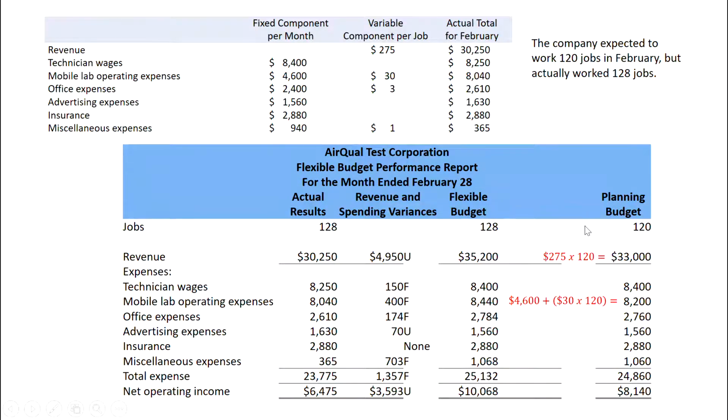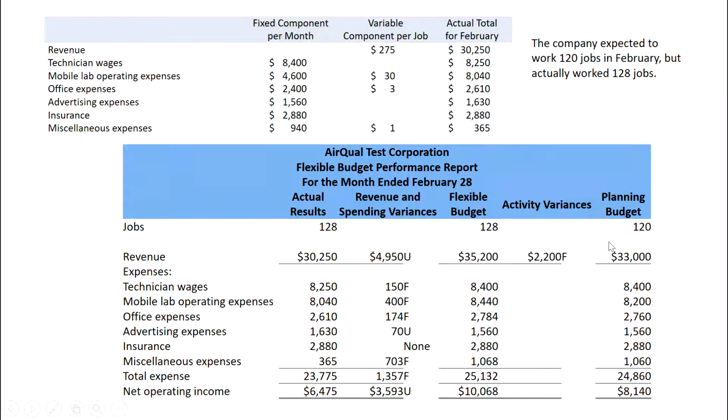So let's go ahead and do our variance. Well, what's the variance called when we compare our flexible budget to our planning budget? It's called an activity variance. Why is it called that? Because we're using the exact same formulas, and the only thing that's different between these two, flexible and planning budget, is the activity level. Actual for flexible budget versus plan for the planning budget.